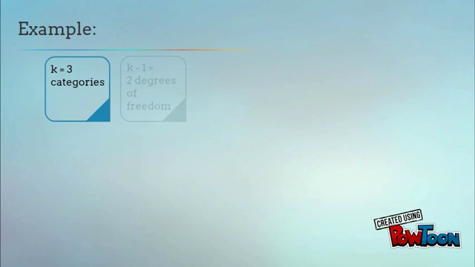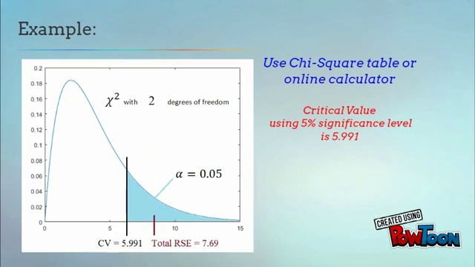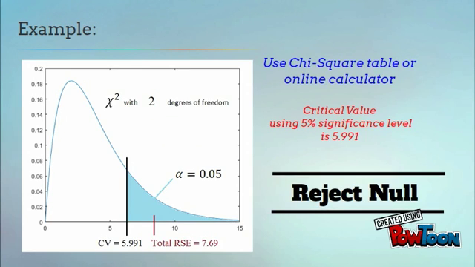In our example, there were k equals 3 categories, so we have 2 degrees of freedom. Using a chi-square table or online calculator, the right-tail critical value for 2 degrees of freedom using a 5% significance level is 5.991. So in this case, we would reject the null that says the data follows the proposed distribution because our measure of distance, 7.69, is greater than 5.991.